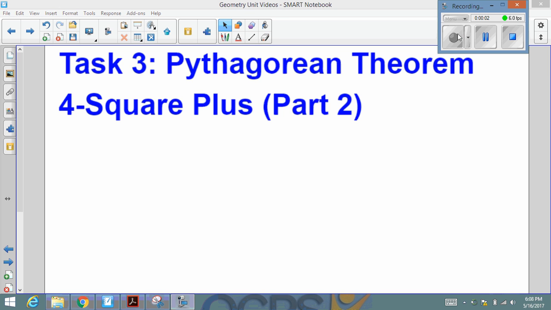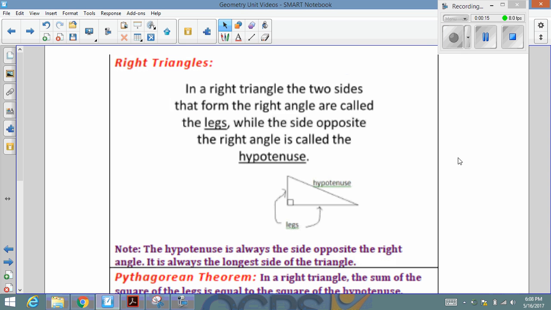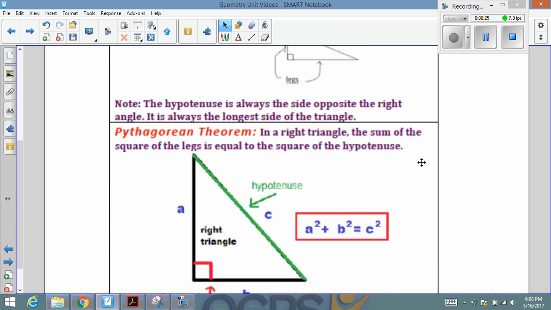In this video, we're going to work on task 3, which is the Pythagorean theorem for square, part 2. In this one, we are using the Pythagorean theorem in order to find a missing leg instead of the missing hypotenuse. So the concept is still the same. We still have a right triangle. Remember your right angle, and across from that is the hypotenuse, and then the two adjacent sides are called legs.